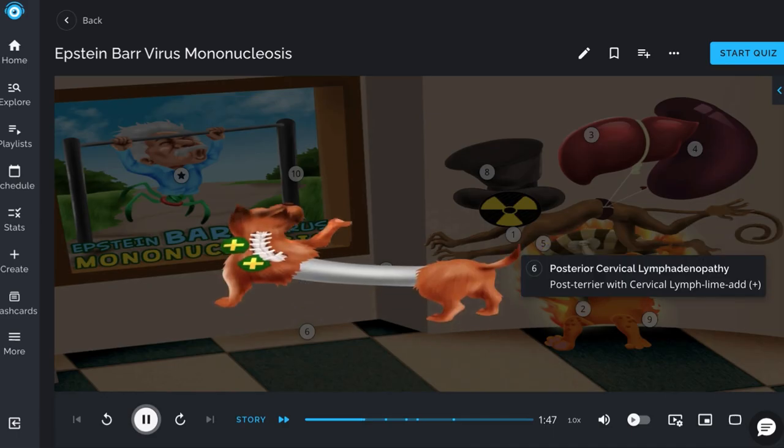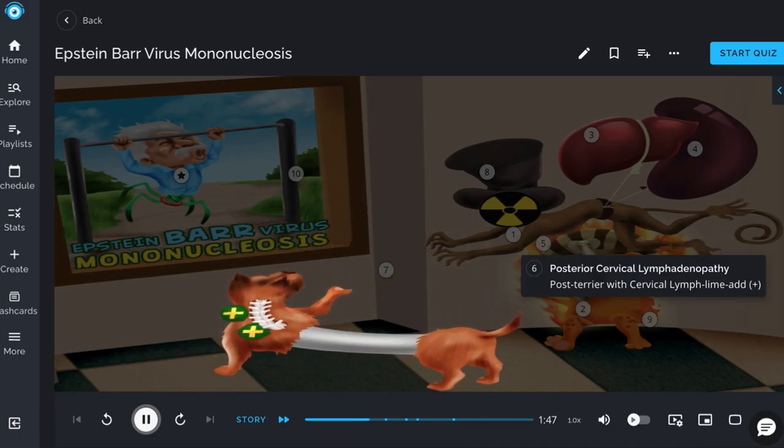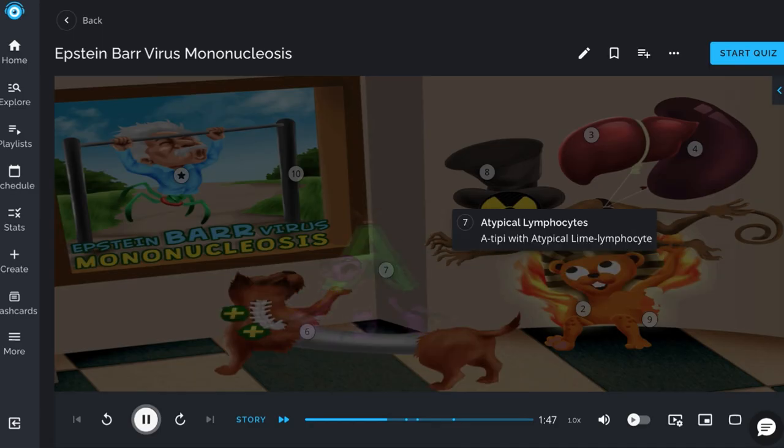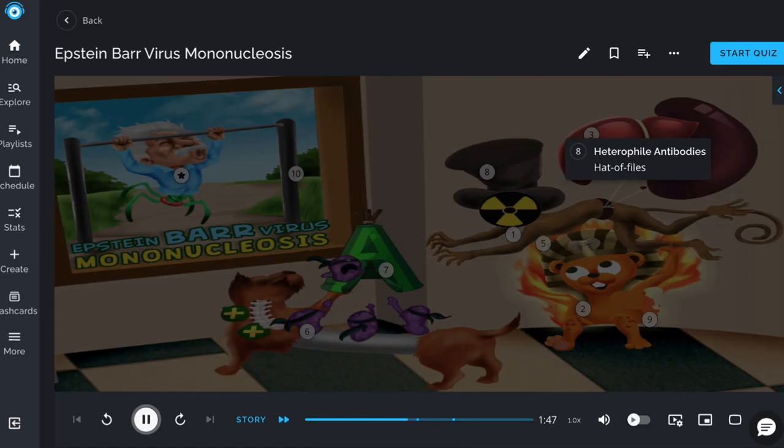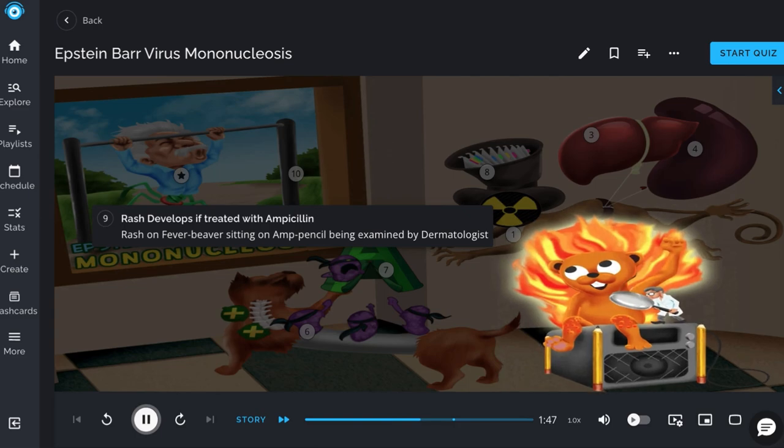pharaoh. Patients also often have posterior cervical lymphadenopathy, illustrated by the post-terrier with cervical spine showing with the lymph-lime add-ons. On blood smear, atypical lymphocytes will be seen, shown by the ATP with an atypical Lyme lymphocyte, which are larger than normal lymphocytes. Heterophile antibodies will also be detected, depicted by the hat of phials. The differential diagnosis includes streptococcal pharyngitis.